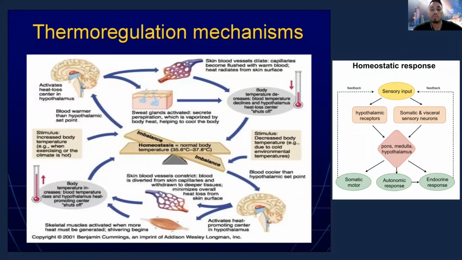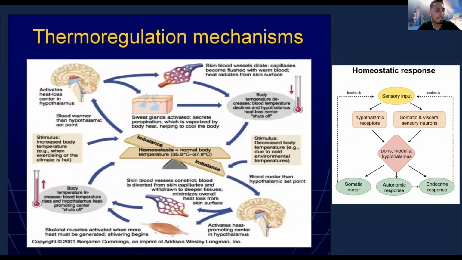And then you do things like dilate your blood vessels or constrict your blood vessels according to what kind of temperature you're feeling. So if you're cold, would the blood vessels on your skin surface dilate or constrict? Anybody can throw the answer out.